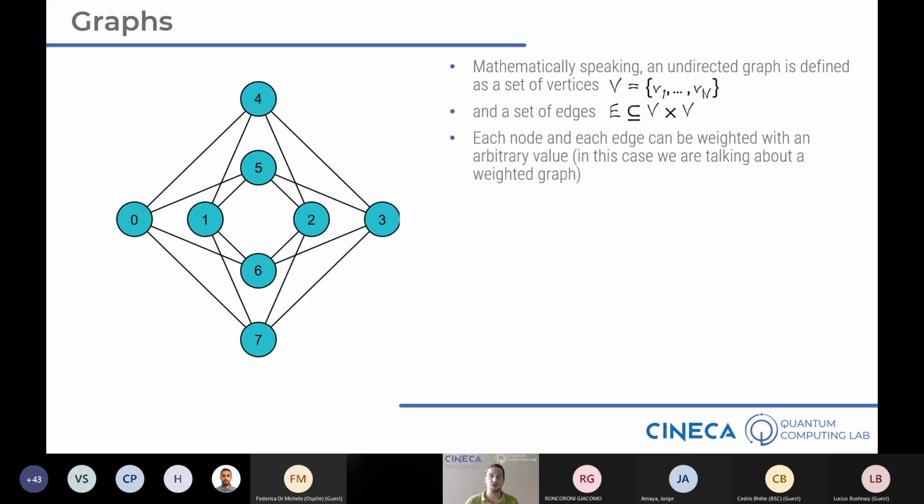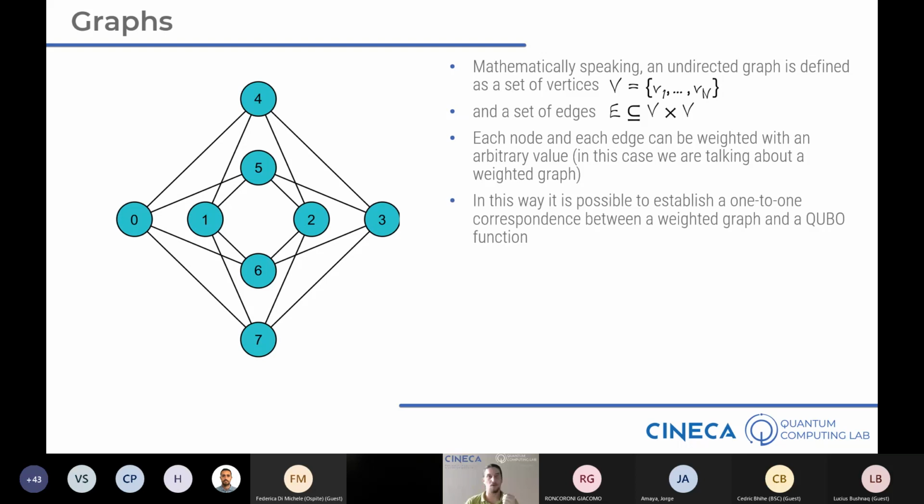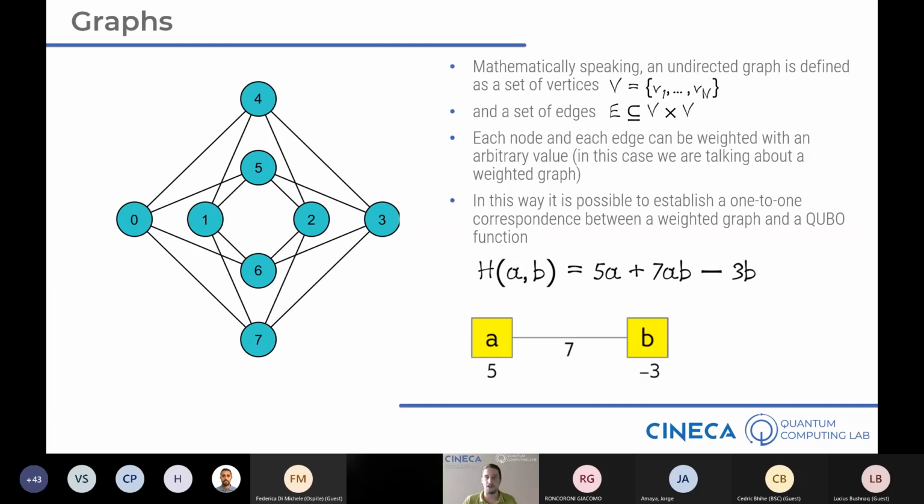Each node and each edge can be weighted with an arbitrary value. In this way, it's possible to establish a one-to-one correspondence between a weighted graph and a QUBO function. Every QUBO function can be easily transformed into a weighted graph. For example, this very short QUBO problem can be written as a graph in this way. Do you agree with that? I hope so.